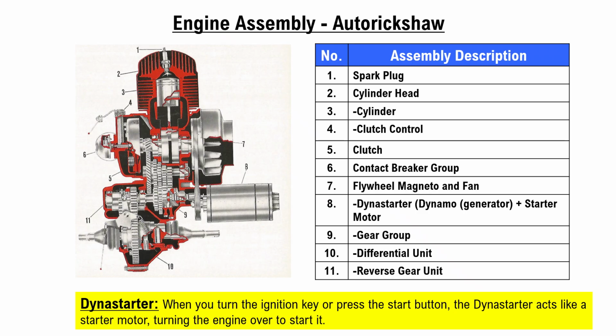As you can see from this cutoff model, you can see different parts of engine assembly, starting from spark plug to cylinder head, cylinder, clutch control, clutch, contact breaker group, flywheel, magneto, and fan, dyno starter consisting of dynamo plus starter motor, number 9 gear group, number 10 differential unit, number 11 reverse gear unit.